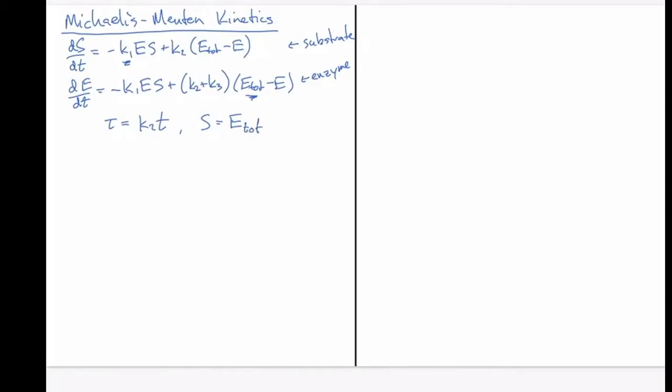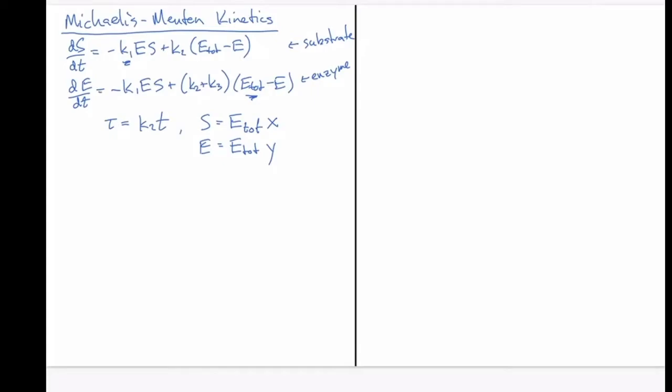Well, I should say this a different way. I'm going to define a new variable X to be S over E tot so that I can replace all appearances of S by E tot times X. And remember that S is going to be a function of t and X is going to be a function of tau, and I'll leave out the details of that just to save some space and time. Okay, so E is going to similarly be E tot times Y. So I'm defining this new non-dimensional enzyme concentration Y, which will be E over E tot.